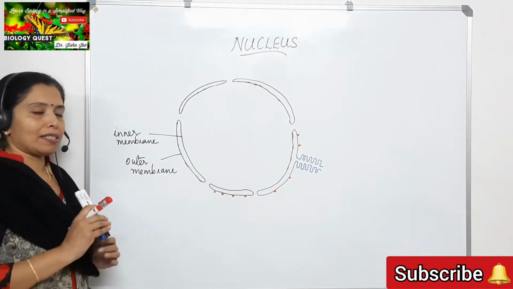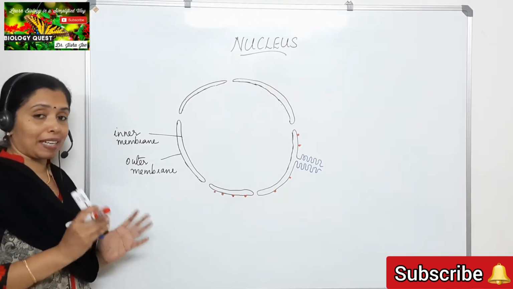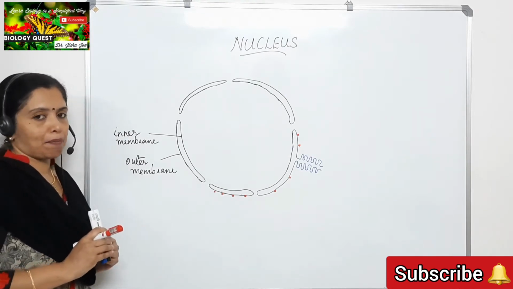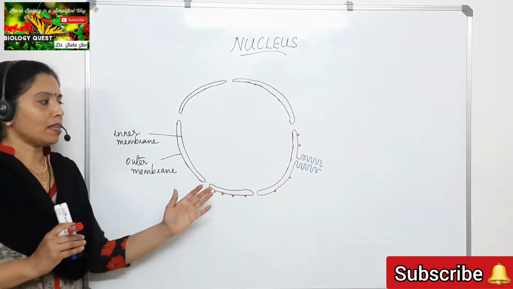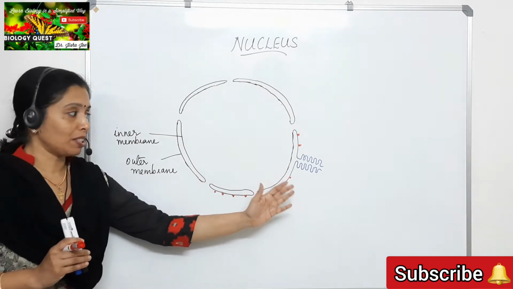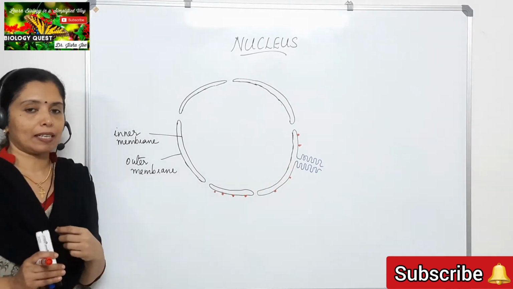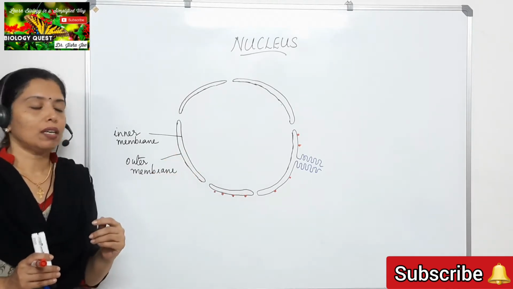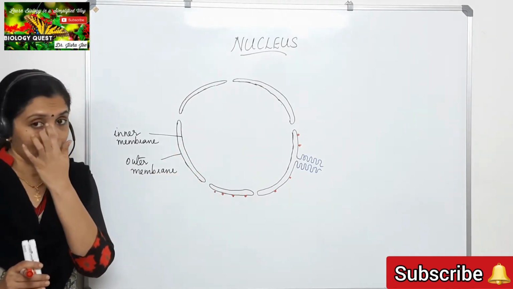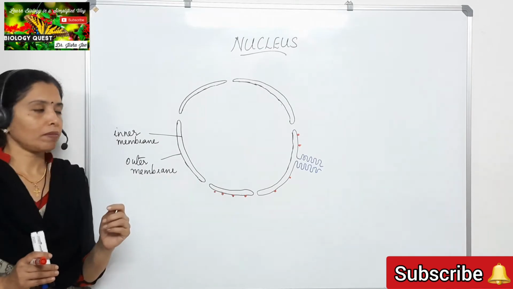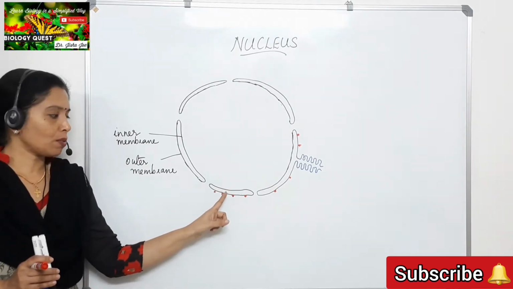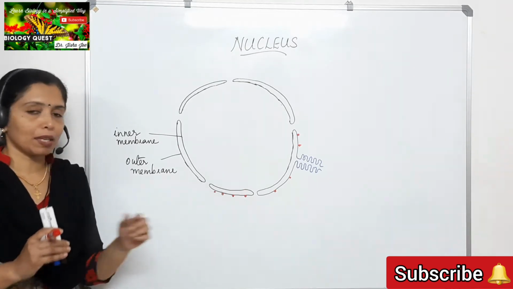So the nucleus is a spherical body. It is enveloped by a double layered membrane. The outer membrane is in continuation with the endoplasmic reticulum, and you can see ribosomes attached to the outer membrane, whereas the inner membrane is smooth. And there is a space in between the two membranes.